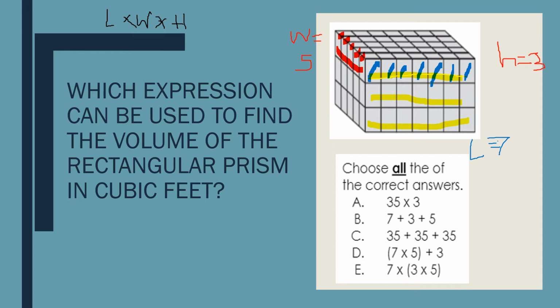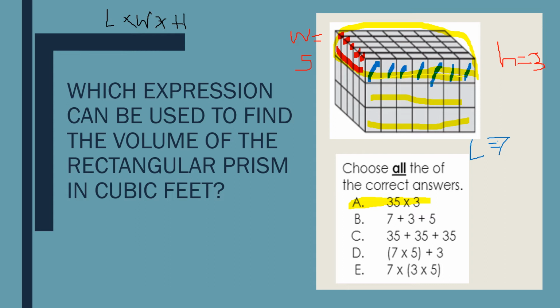And what do we notice right here? Look at what we've got in our problem. Right here, we have 35. Now it says 35 times 3. So let's see. We already said we had 3 layers, right? So there's 35 in this layer, and we have 3 of them. So could we say 35 times 3? Yes, we can. So A is one of the answers. Very nice.